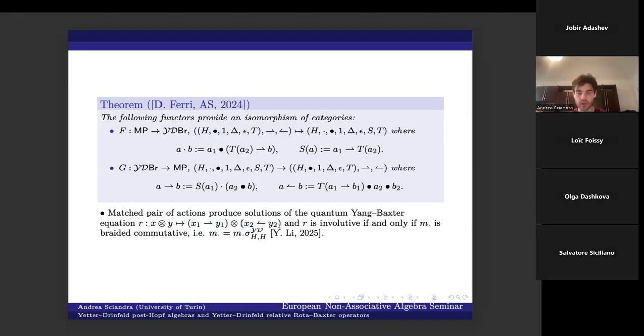This is a solution of the quantum Yang-Baxter equation, and R is involutive if and only if the multiplication dot is braided commutative. In fact, we know that when we have a Drinfeld brace, the dot structure, let's say H dot, is a Hopf algebra in the category of Drinfeld modules. And so R is involutive if and only if the product is multiplicative in this category, so in fact, braided commutative. So this relation holds.